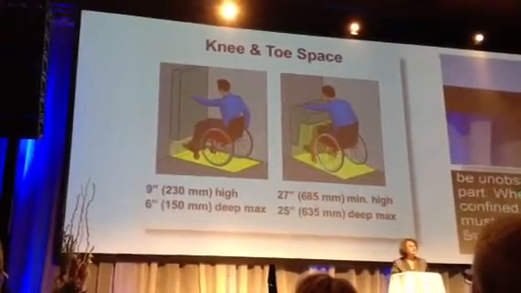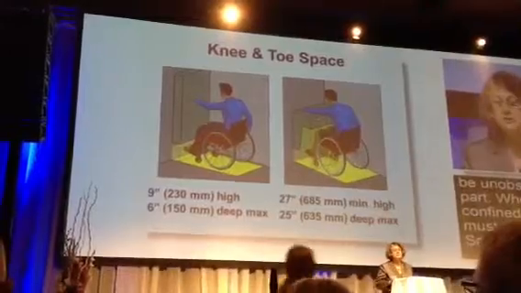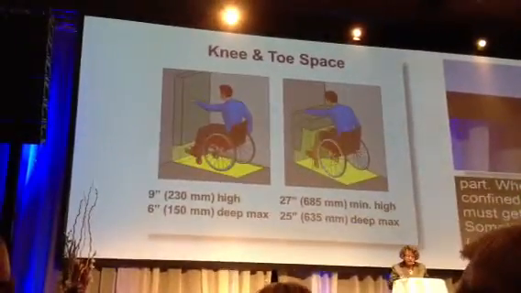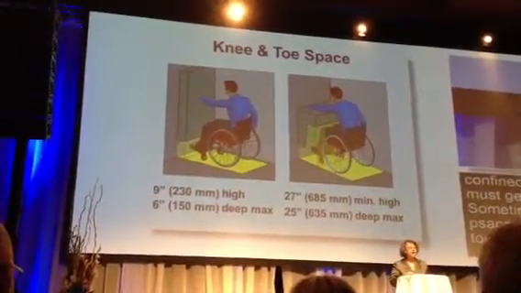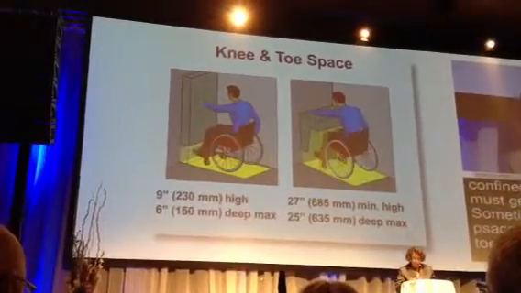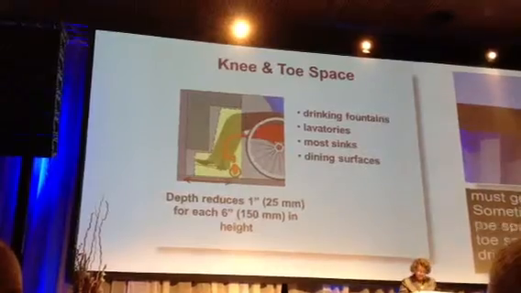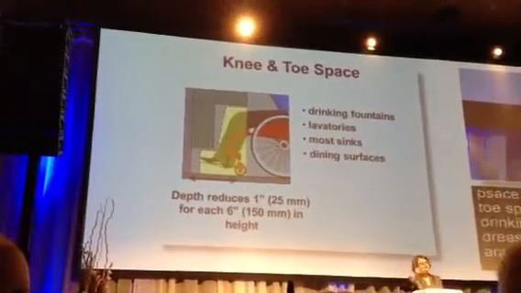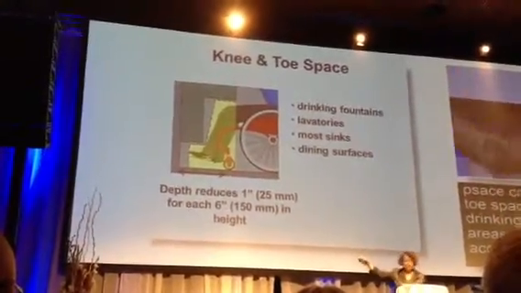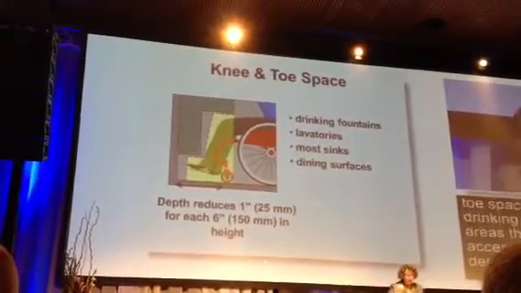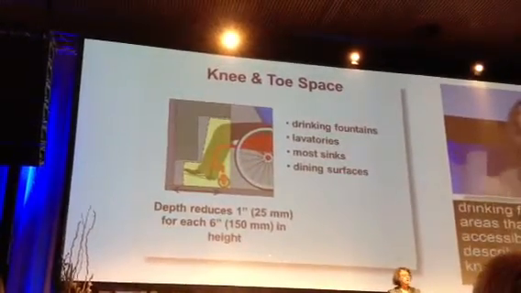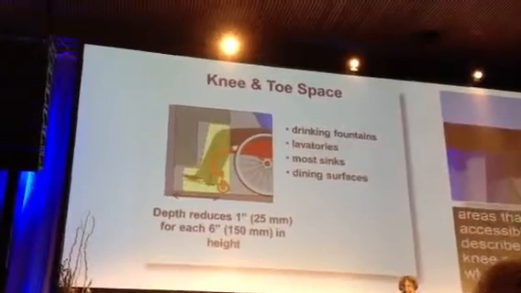Sometimes clear floor space can include knee and toe space beneath an element, such as at a drinking fountain or other element that needs to be accessible. And as you see here, we try to describe that profile of the knee and toe in a wheelchair so that we can tell you how much of that clear floor space can go beneath an element.